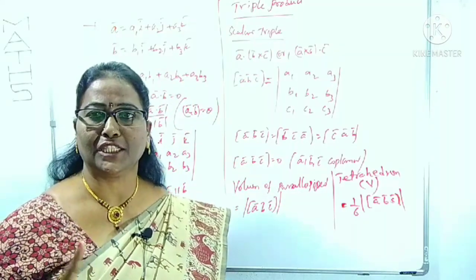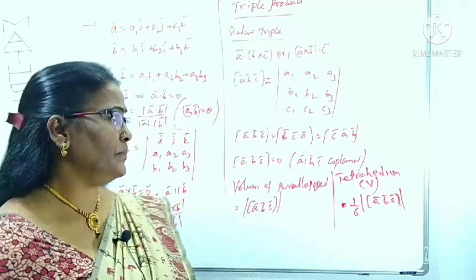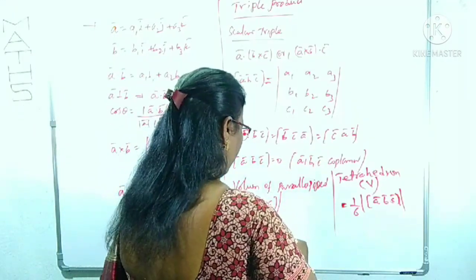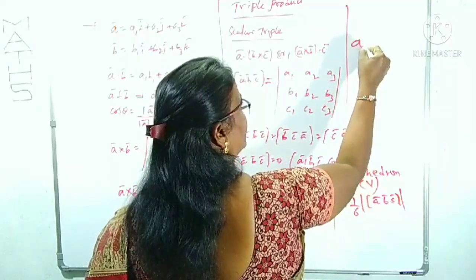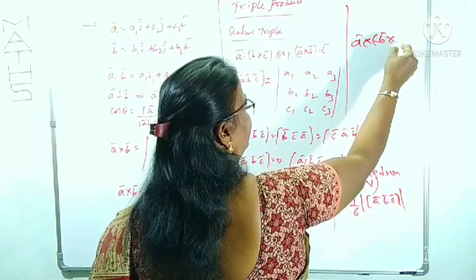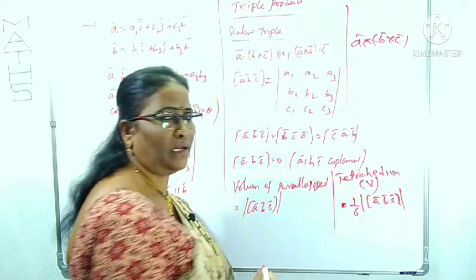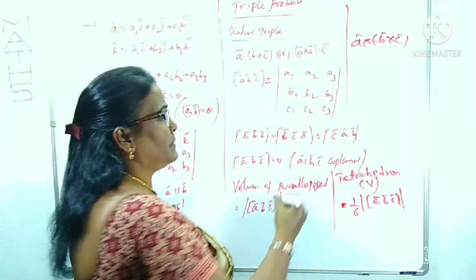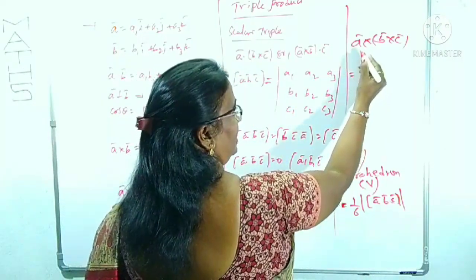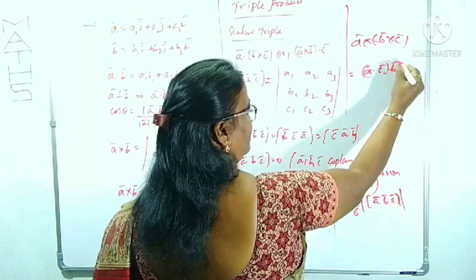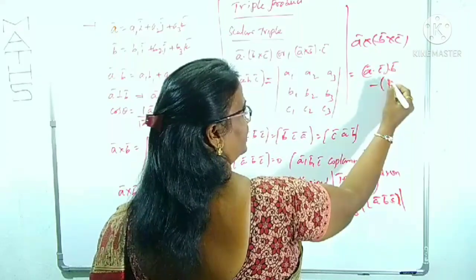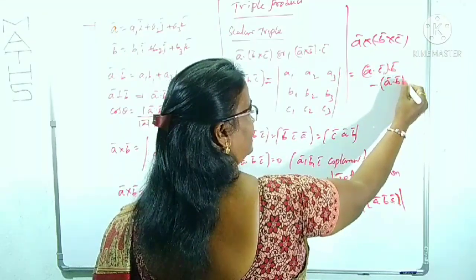First, what is a vector triple product? You have to know. The vector triple product is in the form of A cross of B cross C. You have to remember this first. A cross of B cross C we can take as the dot product of A and C, that is A dot C into B bar, minus the dot product of the first two vectors, A dot B into C bar.